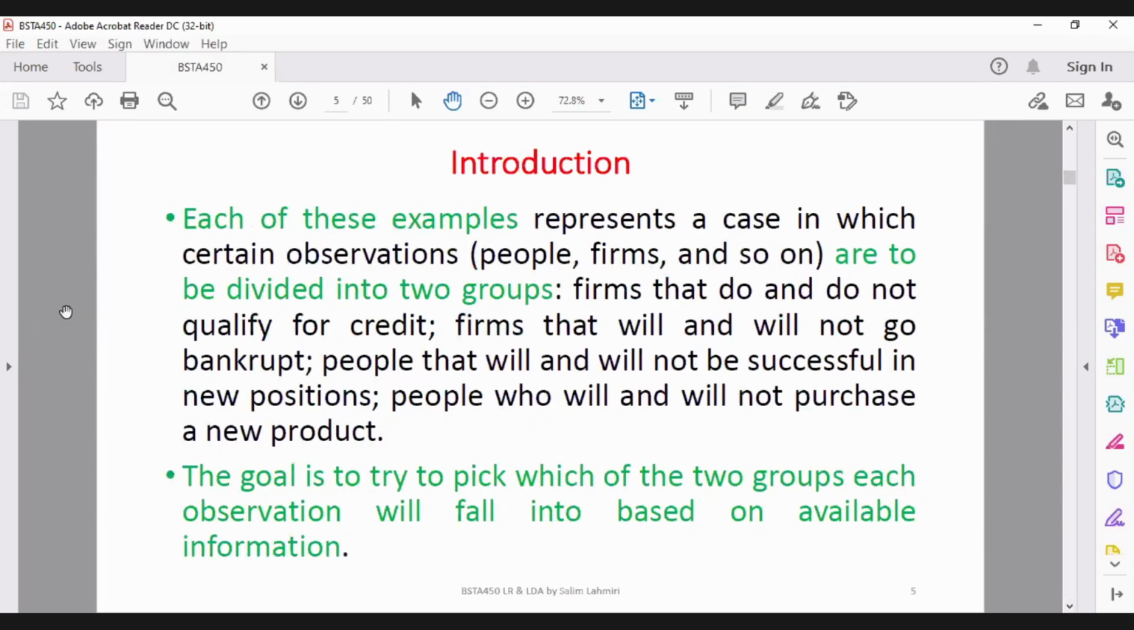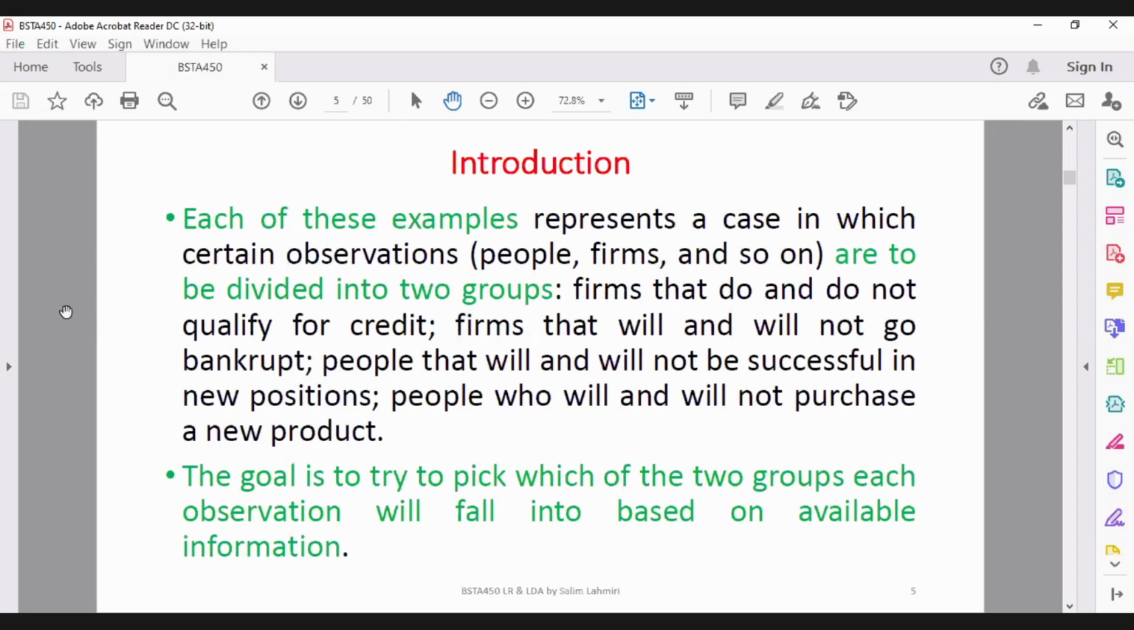So each of these examples represents a case in which certain observations, like people or firms, which are y, or which represent the variable y, are to be divided into groups. In all these examples, y takes two values because it's a group of customers, a group of firms, a group of companies. And these groups can be classified into two groups.